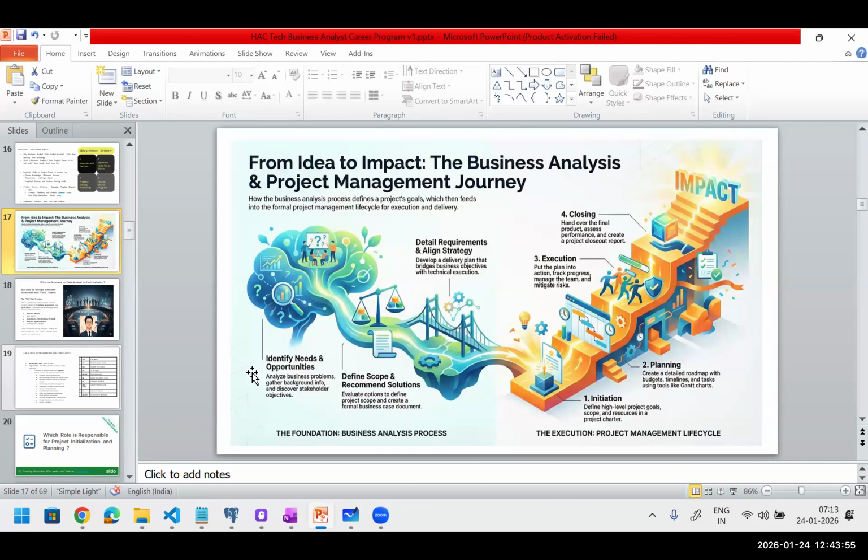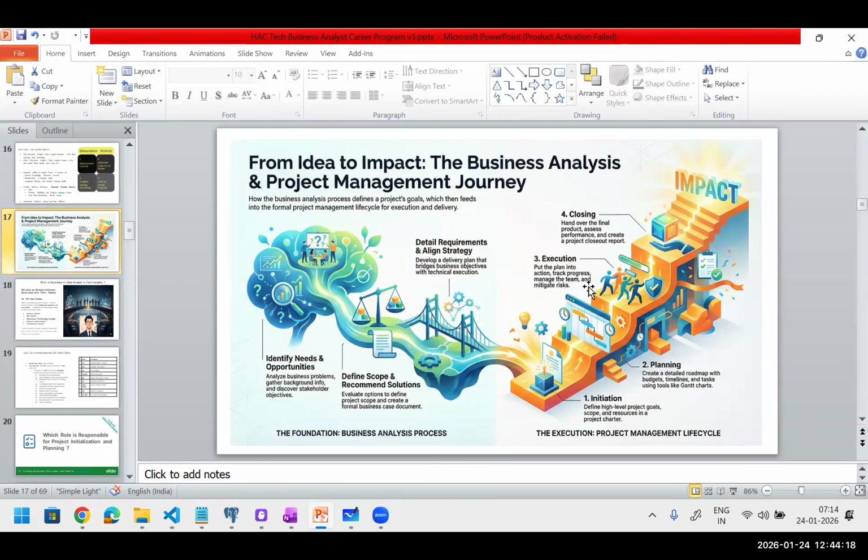Means, this is structured in such a way that it should be able to inculcate what industry is looking for in a progressive way. Therefore, let's introduce that first thing: the business analyst and project management, because the project is very, very important.